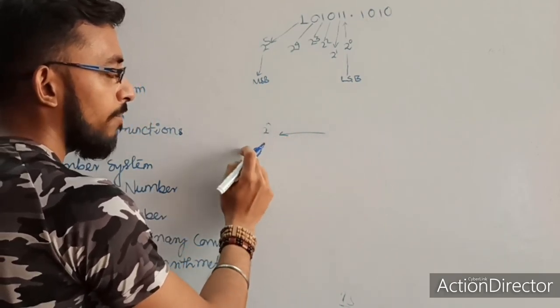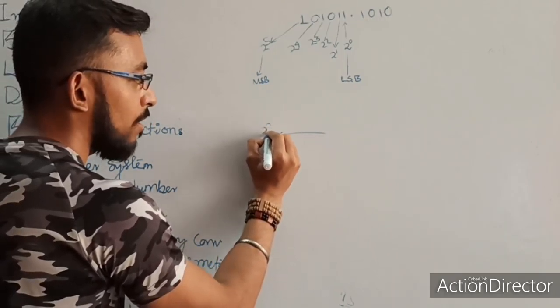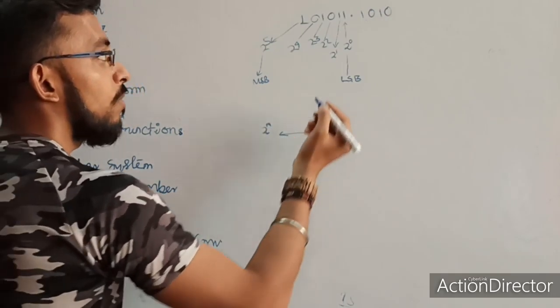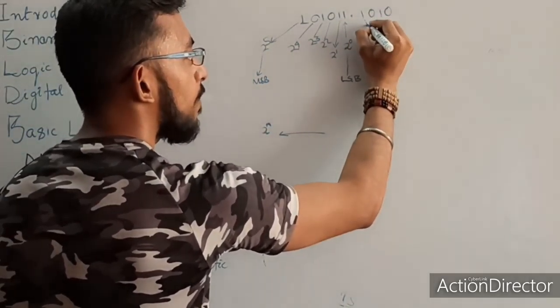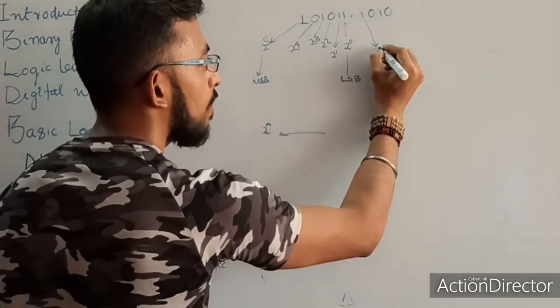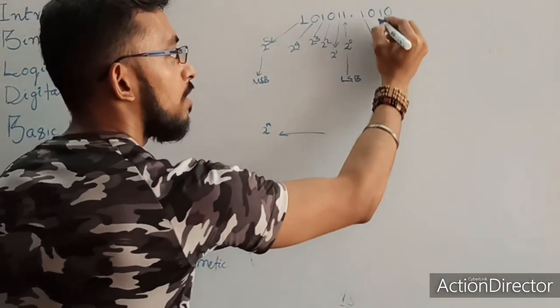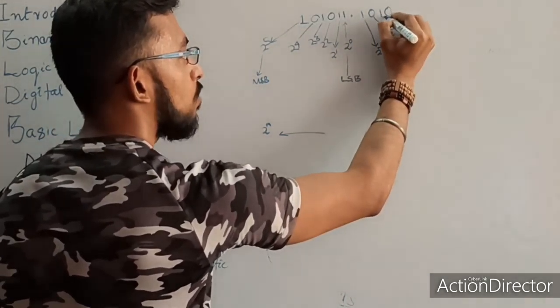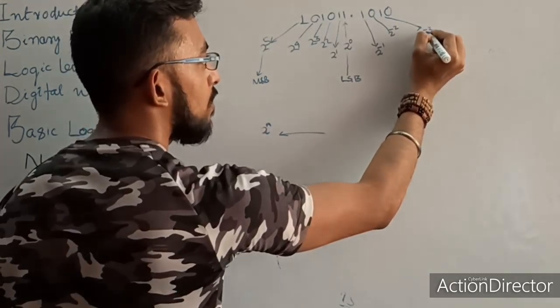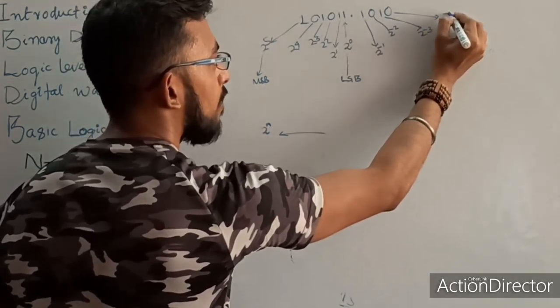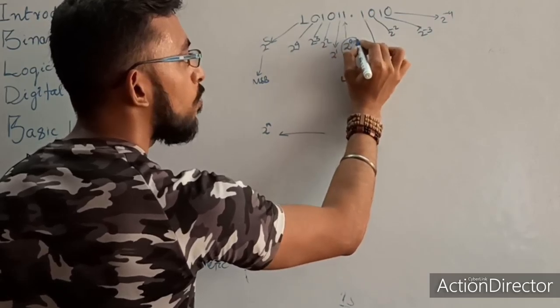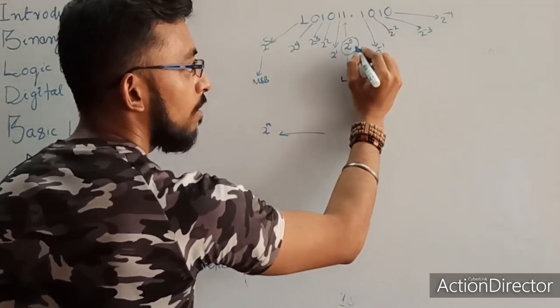Moving from right to left, I have to increase my power of 2, like 2 power n. For the part after the decimal point, the weights are 2 power minus 1, 2 power minus 2, 2 power minus 3, 2 power minus 4. Because 2 power 0 is already occupied, we have to decrease our value after the 0.